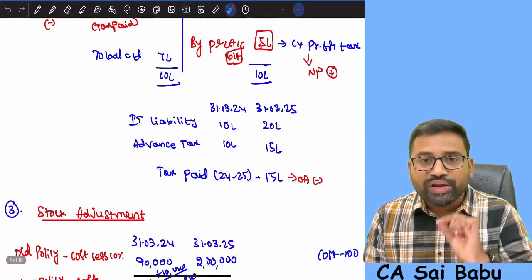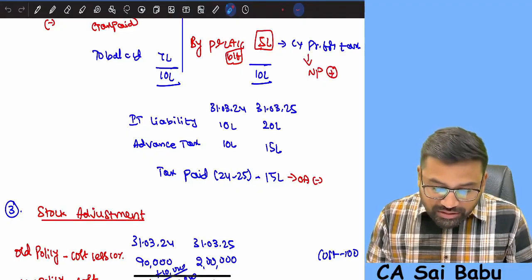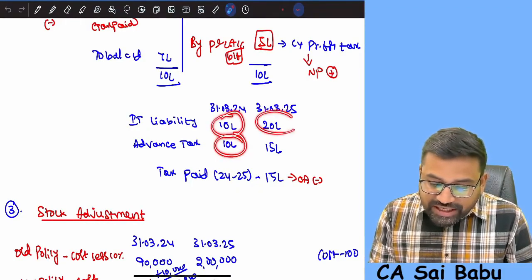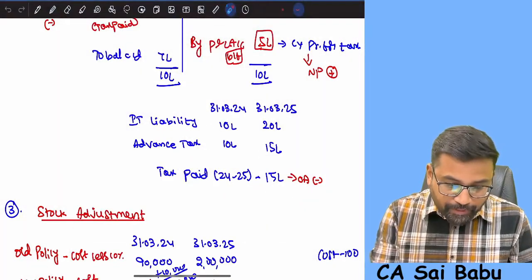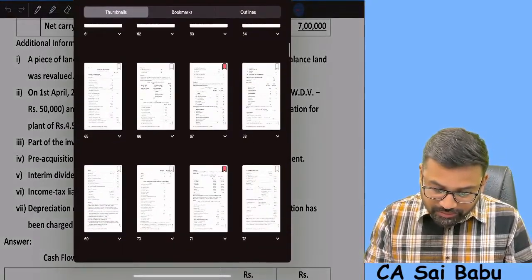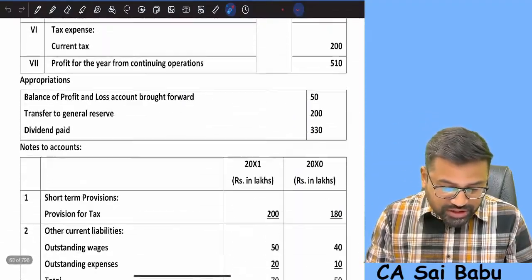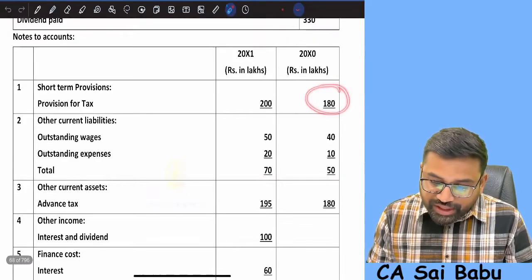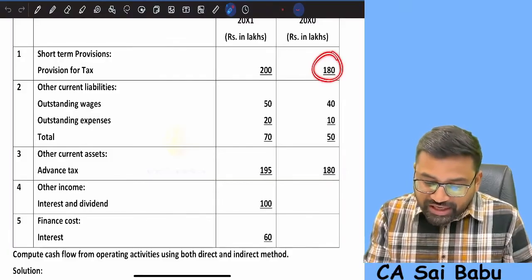And there is one more adjustment, sir. In one of the questions, I think illustration number 10 in the study material, if you see, they have given tax liability as well as advance tax. I will show you, sir. One question is there. Illustration number 10. Yes, this illustration, sir. In this illustration, if you see, sir, they have given opening provision for tax 180, advance tax 180. Opening provision as well as advance tax.